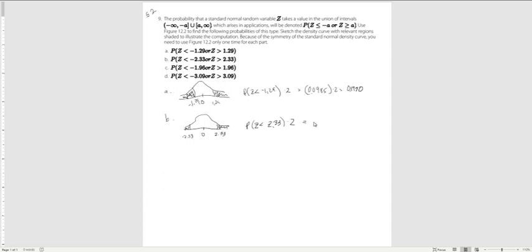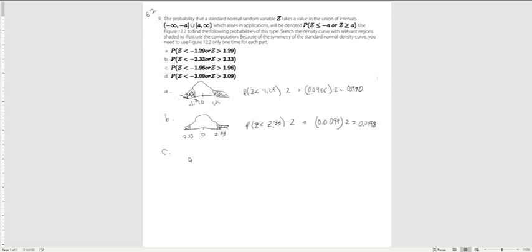Once again, we're going to look at row minus 2.3 over to column 03. And that value is 0.0099, which makes sense because this is a smaller value. I've drawn it as a smaller amount, so the amount of probability there is less. This is 0.0099. Doubled, this is going to give me 0.0198.